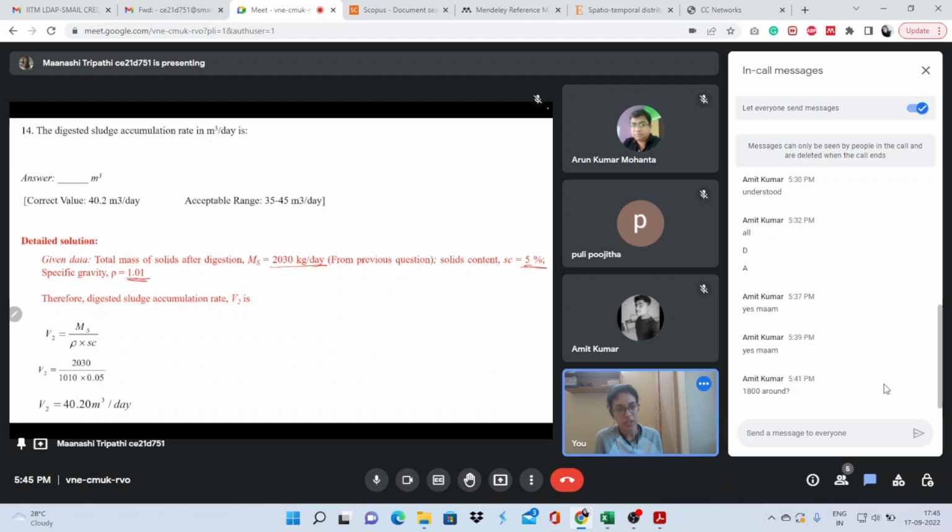All these calculations are very easy density-kind of calculations. Density, specific gravity, this is the mass, and this is the volume that we get. So this is the answer. You can look at this, and in case of any doubt you can ask. Then we'll move towards the last question. Any value between 35 to 45 meter cube per day will be correct.